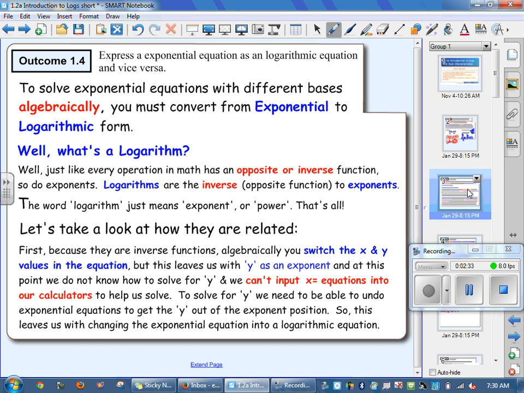So when we have different bases, we need to use logarithms to solve. First of all, in order to use logarithms, we need to know how to convert exponential equations into log equations, or log expressions. So then we need to know what a log is. Just like every operation in math has an opposite or inverse function, so do exponents. Logs are the inverse or opposite function to exponents. The word logarithm just means power or exponent. So let's take a look at how they're related.